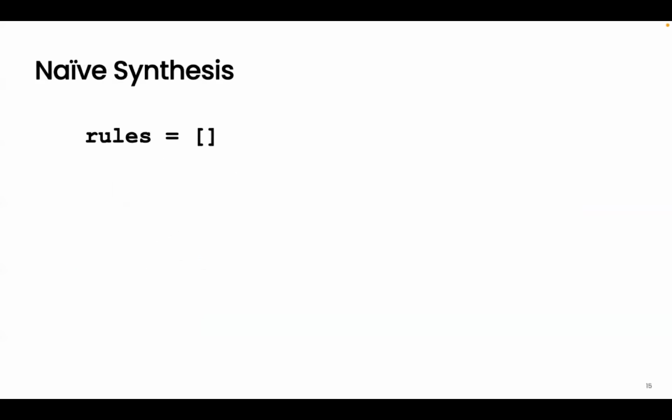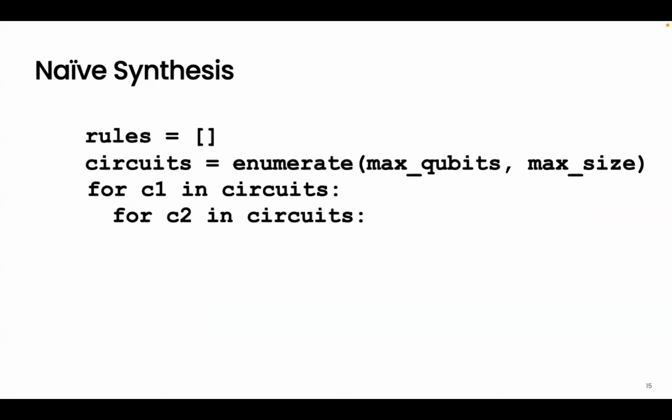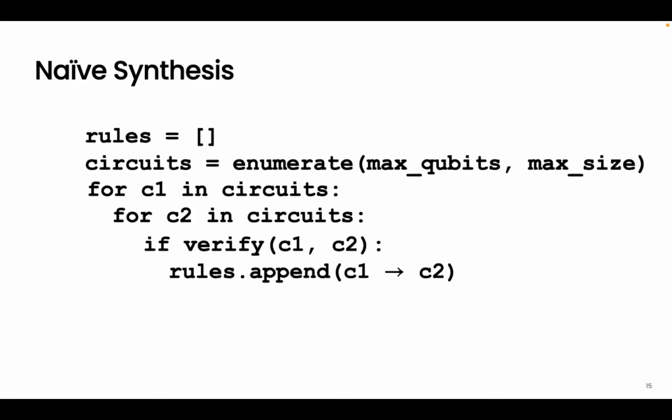And so why is this hard? Well, let's look at a naive way of solving this problem, where we start with no rules. There are also some additional inputs, which are the bounds on the size of the rules that you want to synthesize. Here it's the number of qubits and the number of gates. But let's just enumerate all the possible circuits using this gate set up to these bounds. And then because we're interested in pairs of circuits, because our rewrite rules have a left-hand and right-hand side, we have a nested loop. And then if they're equivalent, let's add it to our set, and that would work.